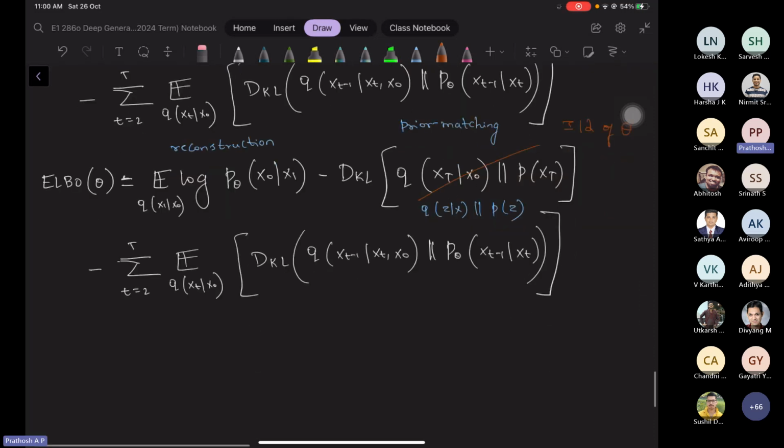What's interesting is the third term. This third term is called the consistency term, or they call it the denoising term or denoising matching term.